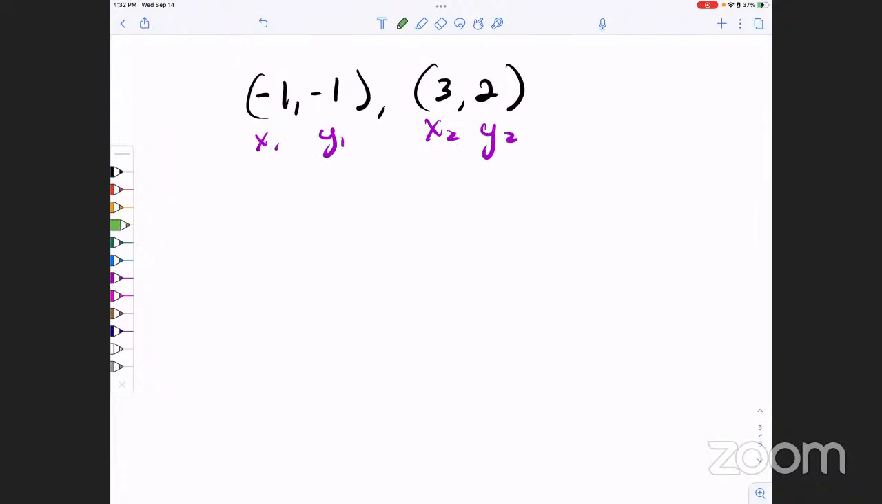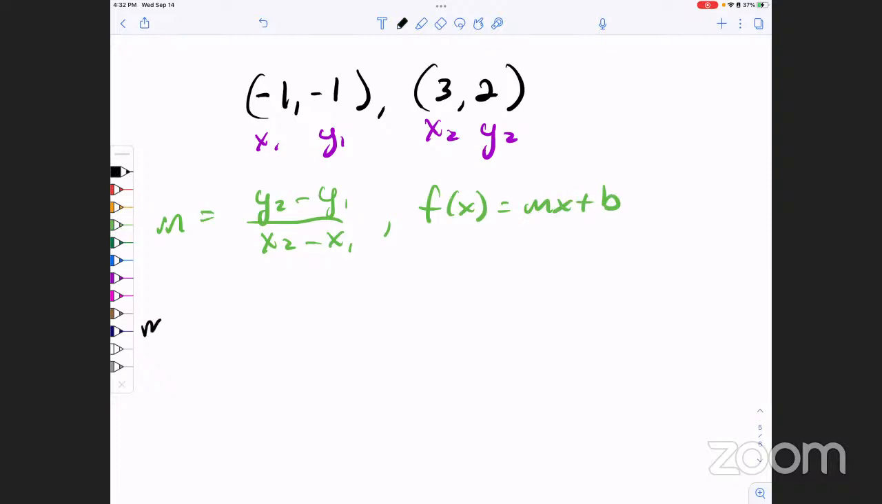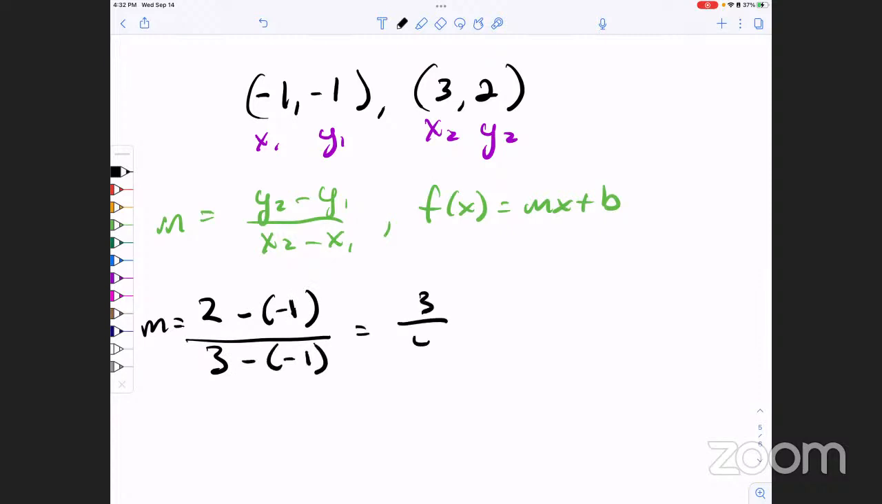I usually like to label x1, y1, x2, y2. And I know we're going to be using a slope formula, y2 minus y1 over x2 minus x1. Also going to be using our slope intercept, so that's our y equals mx plus b. Okay. Let's go ahead and find our slope. 2 minus -1 over 3 minus -1, 3 over 4.